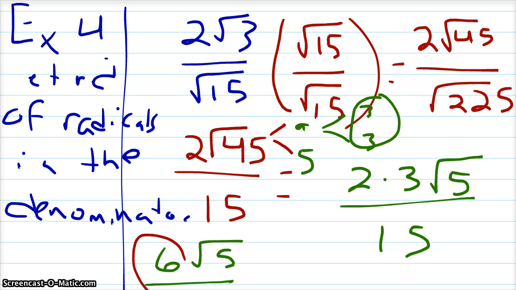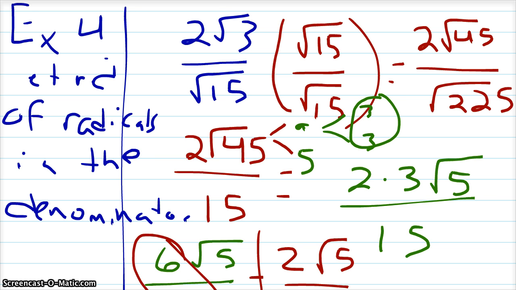Now notice that these two numbers are outside the radical, so I can simplify those. I can divide both of them by 3. So 6 divided by 3 leaves me with 2 square root of 5. And 15 divided by 3 leaves me with 5 at the bottom. So that would be my final answer.